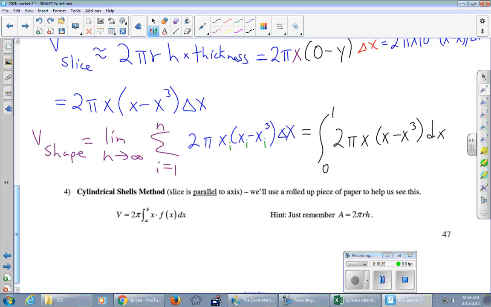Okay, so that's it. We're not going to do the integral. It's a really easy integral. Just multiply that x through and it's a polynomial.